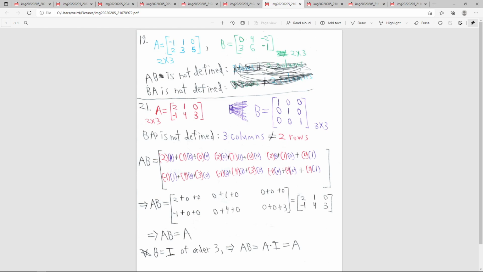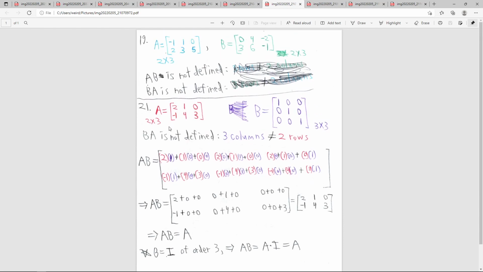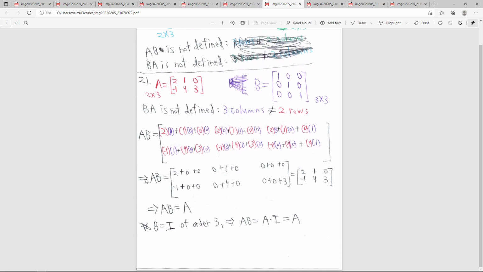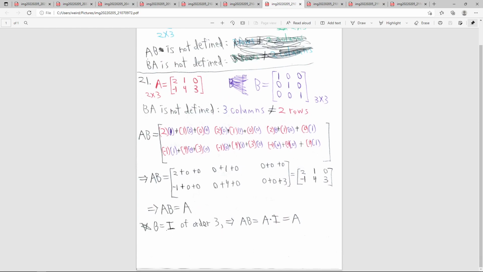So the multiplication of B and A is not defined. So yeah, the product is not defined. But we can do AB. So A times B, you're going to get A. That's it. Because it's a matrix times identity, and identity is applicable here. The multiplication is defined, so AB equals A. B equals I of order 3, which means that AB equals A times I, which equals A.